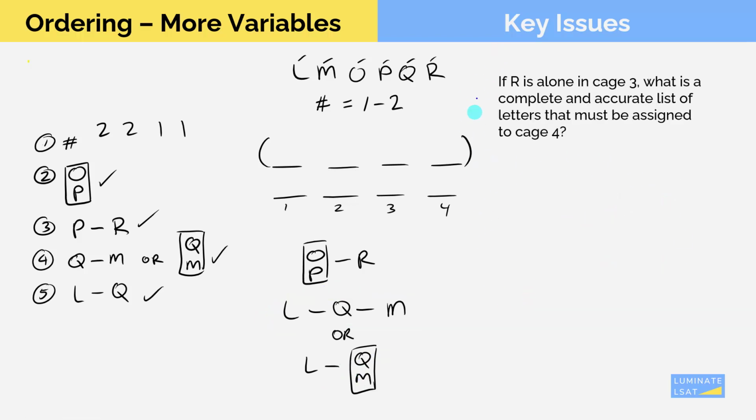Here's another question for you. Go ahead and try this on your own. The condition is if R is alone in cage 3, what's a complete and accurate list of the letters that must be assigned to cage 4?